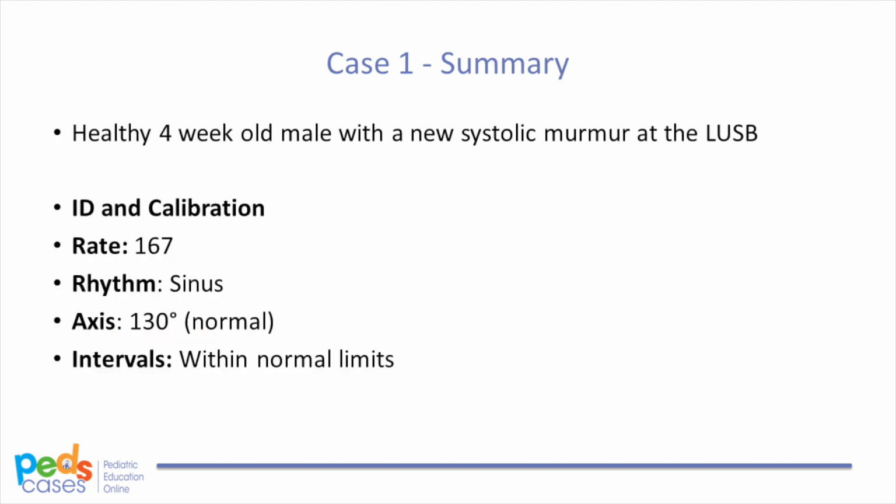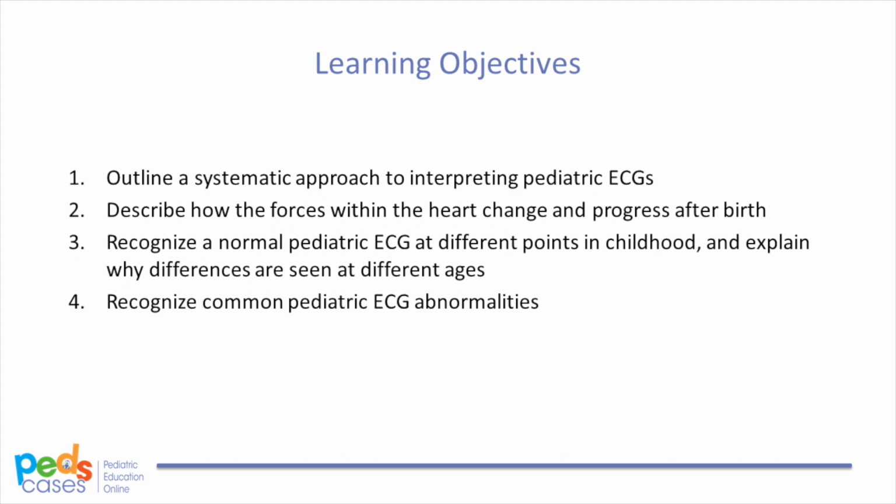To summarize our case so far, our patient is a 4-week-old male with a new systolic murmur at the left upper sternal border. We are interpreting his ECG using the approach: ID and calibration, rate, rhythm, axis, intervals, voltages, and repolarization. In this podcast, we determined that the ECG shows standard calibration, normal sinus rhythm at a rate of 167 beats per minute, a normal QRS axis of plus 130 degrees, and no conduction disturbances. This concludes part 1 of our 2-part series on an approach to interpreting pediatric ECGs.